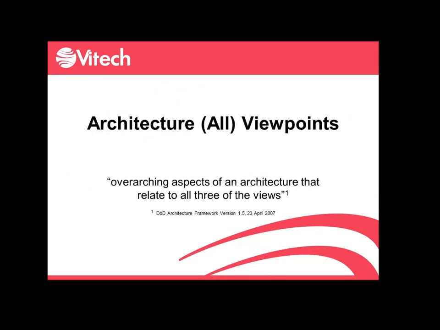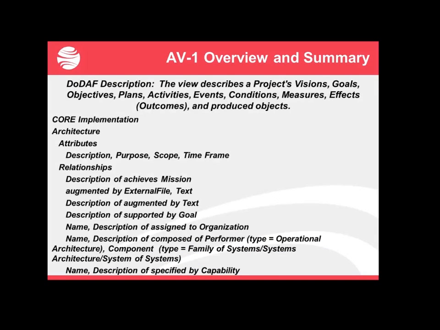Okay, let's talk a little bit about the AV view. In particular, we're going to talk about the AV1. The AV1 basically identifies the project's visions, goals, objectives, plans, activities, etc. To produce an AV1, and you'll see exactly the same thing in the help document, you'll see this core implementation. The core implementation tells you what data elements need to be built up in the model to produce this view.